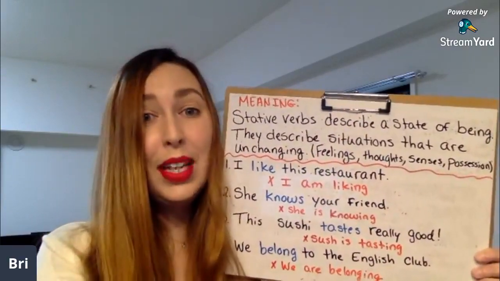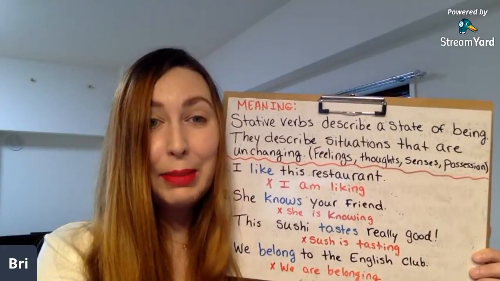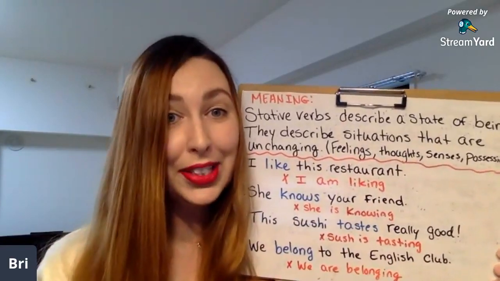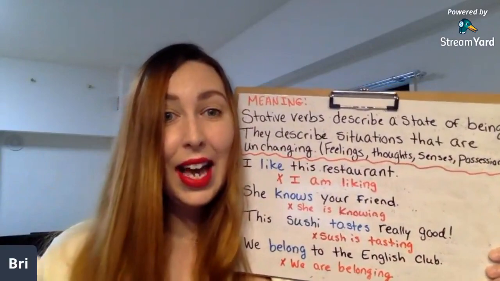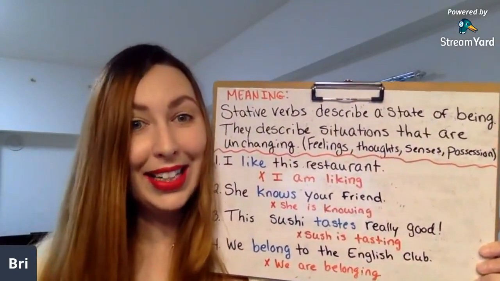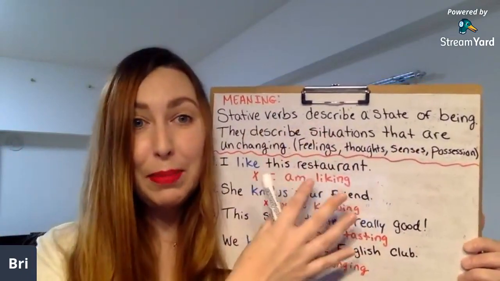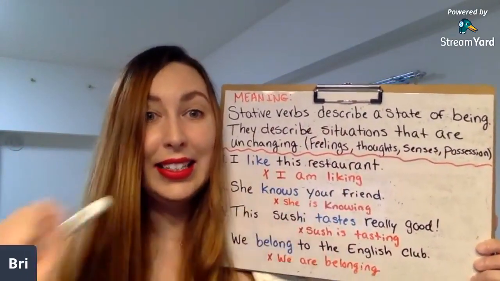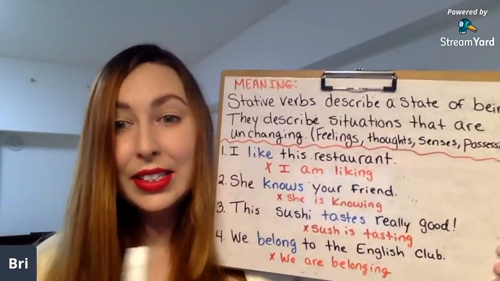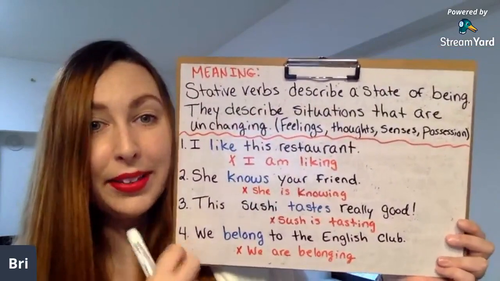What that means is that sometimes English learners make some mistakes. For example, I am knowing, I am understanding, right? But we don't use stative verbs in the continuous, and I'll give some examples. So let's look at number one, and I'll explain a little bit too.